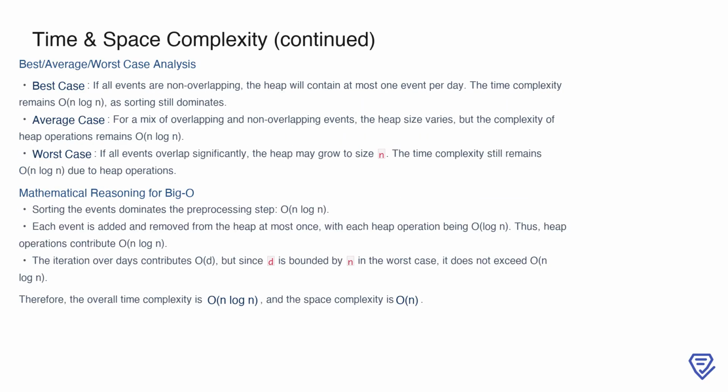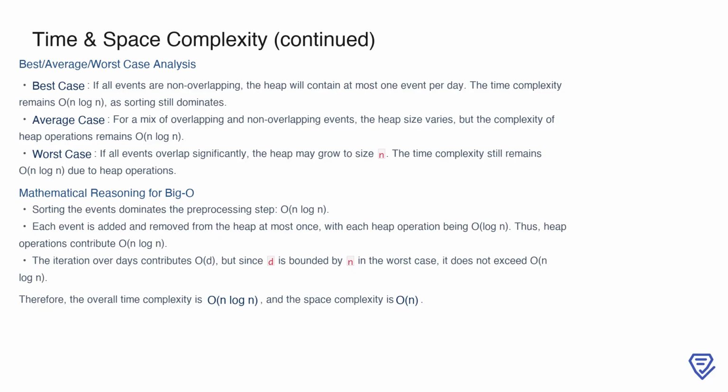Now let's summarize the best, average, and worst-case scenarios for the algorithm's performance. In the best case, all events are non-overlapping, meaning the heap will contain at most one event per day. Even in this scenario, the sorting step still dominates, so the time complexity remains n log n. For the average case, we have a mix of overlapping and non-overlapping events, which causes the heap size to vary over time.